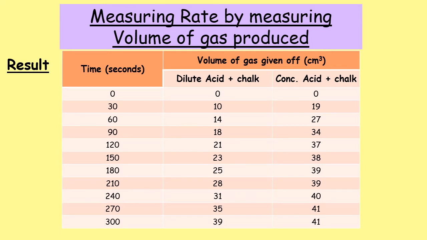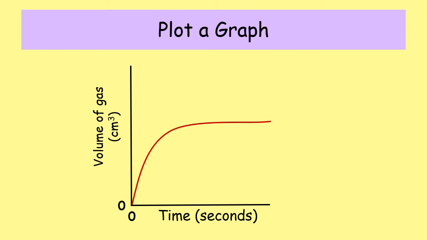Now, if you use either of these methods, you will produce a table of results which will look something like this. So this has 2 different experiments that have been done. And you can see that the relationship is, as the time increases, the volume of gas increases. And you can plot that in a graph.